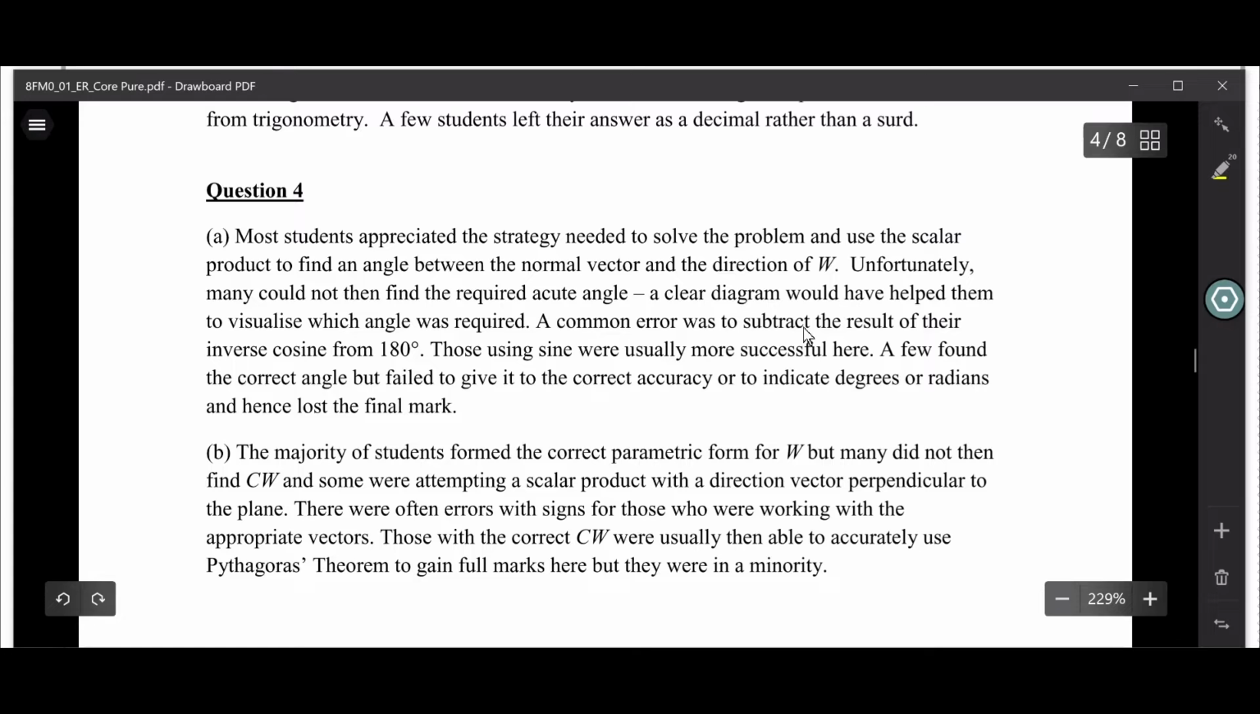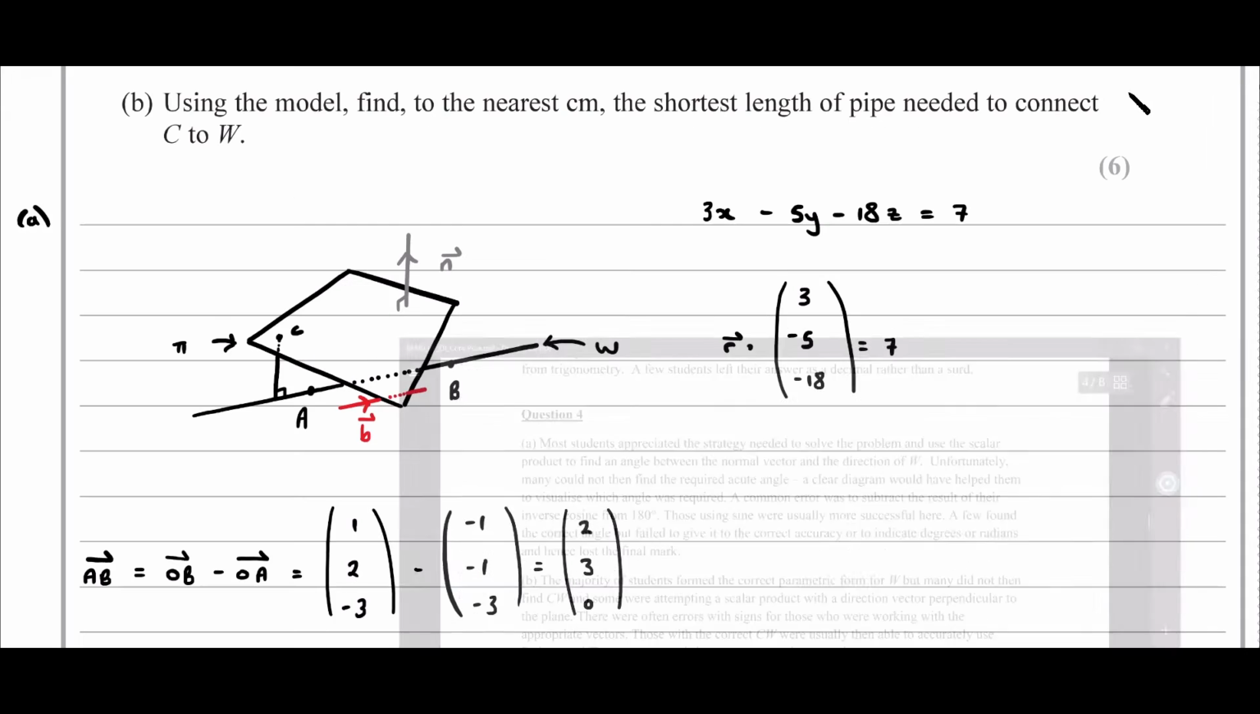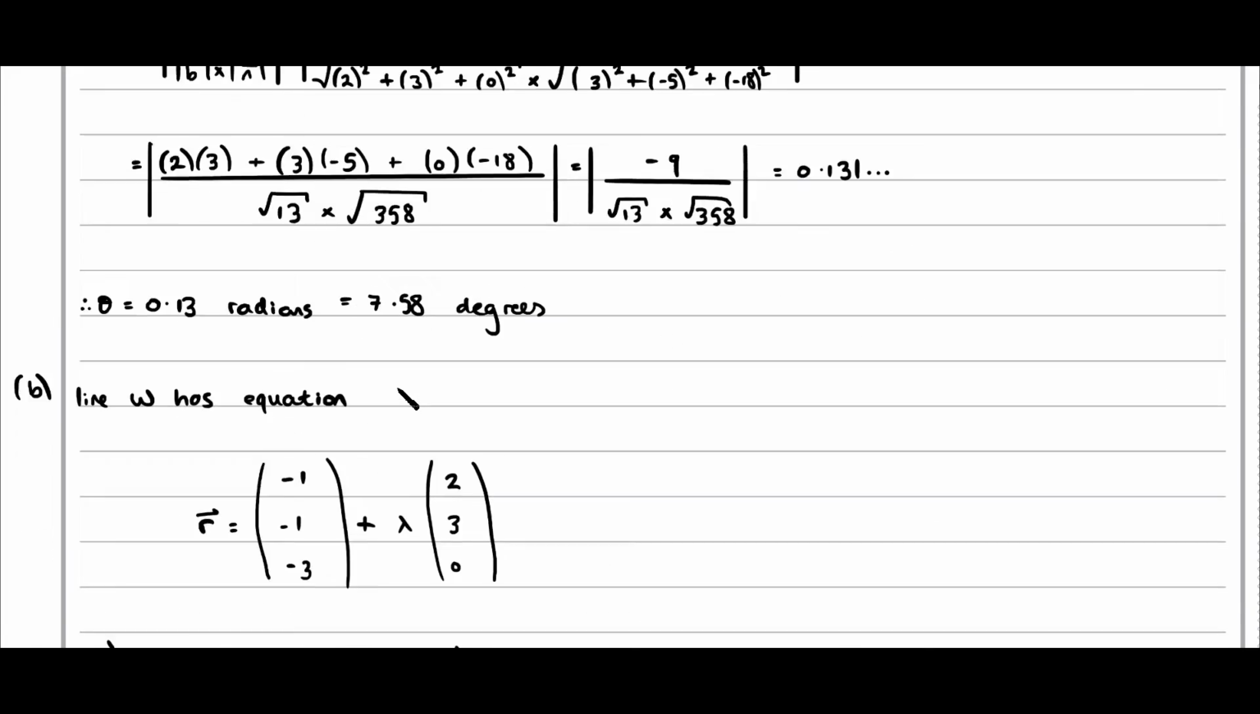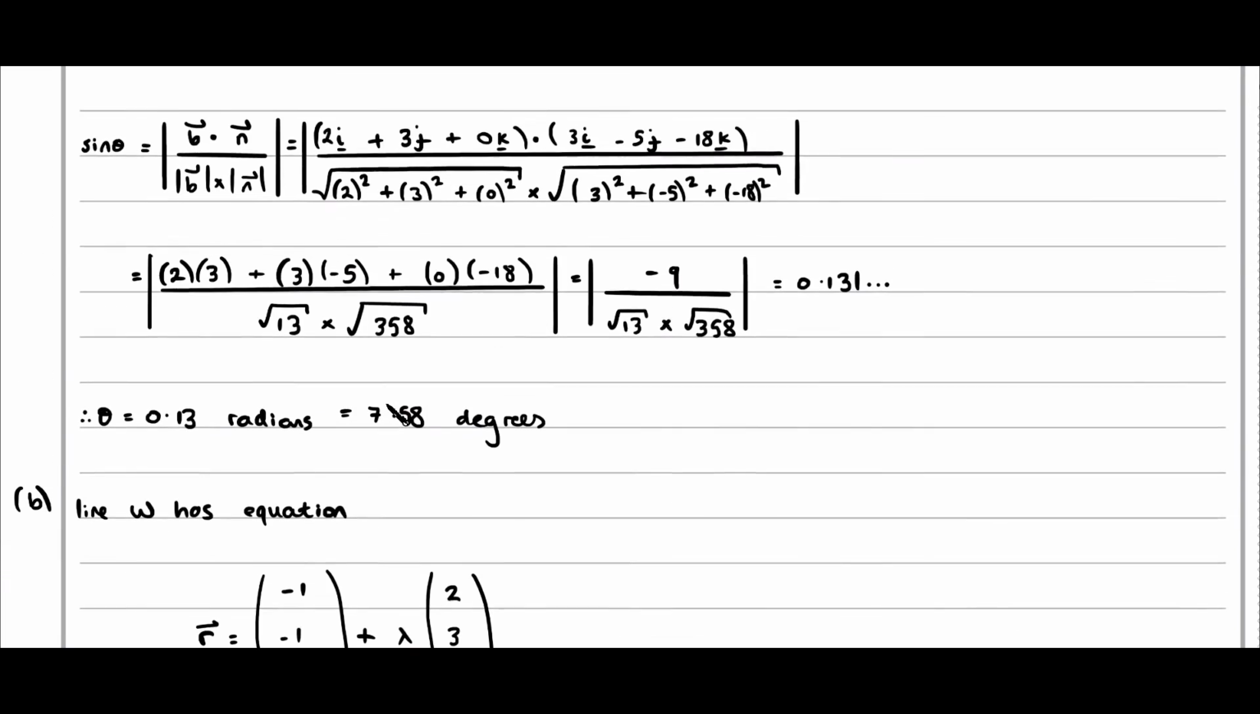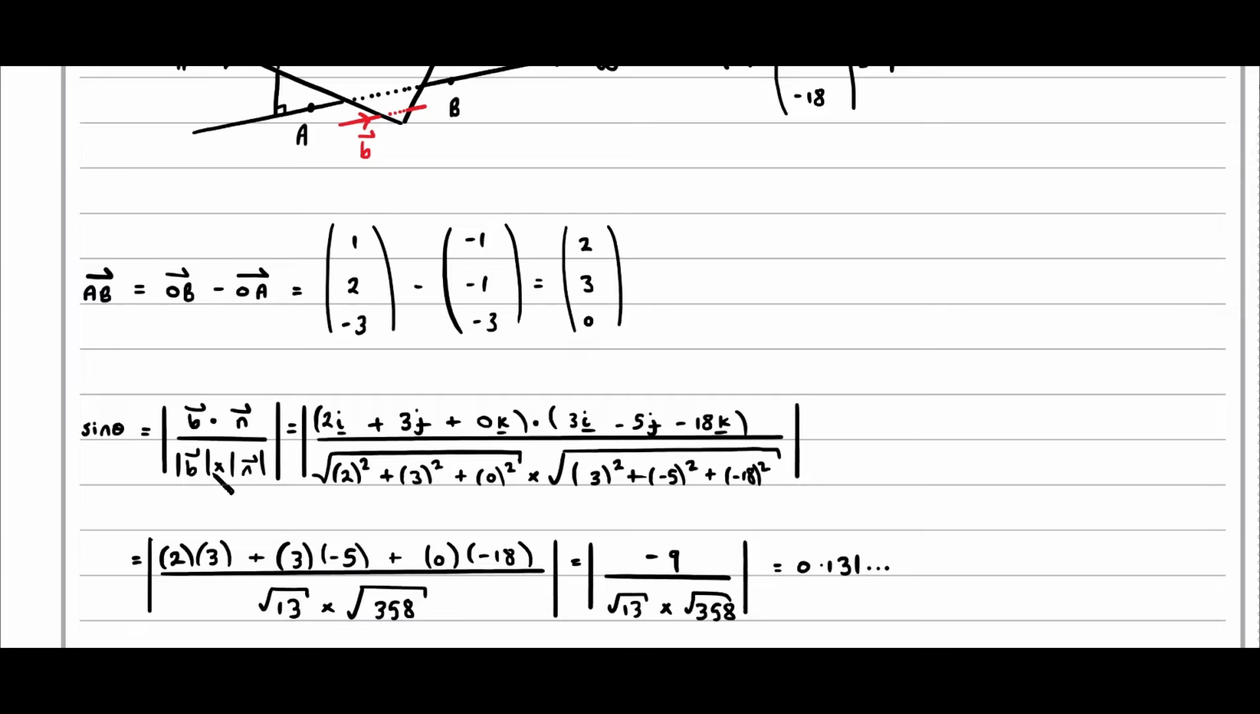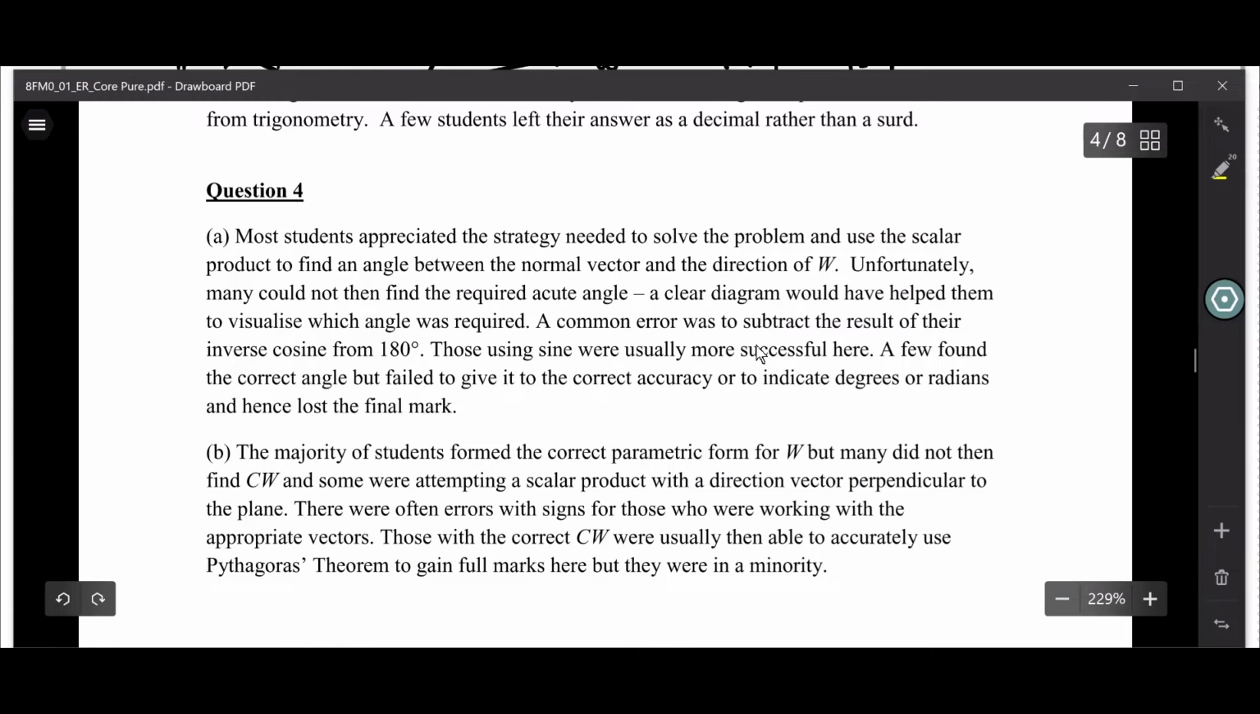A clear diagram would have helped them to visualize which angle was required. You don't even need a diagram to figure out the acute angle. If you know the formula to work out the acute angle over here, you can also do it like that. Let's see what else has been said.